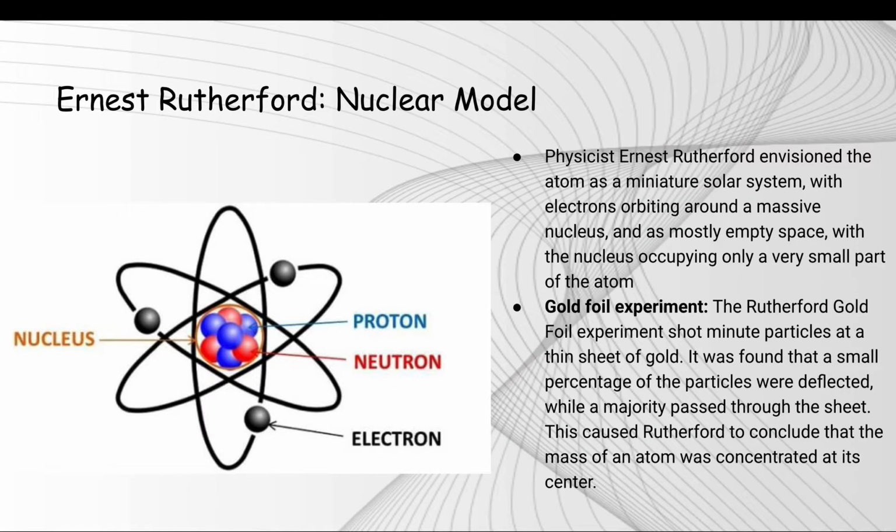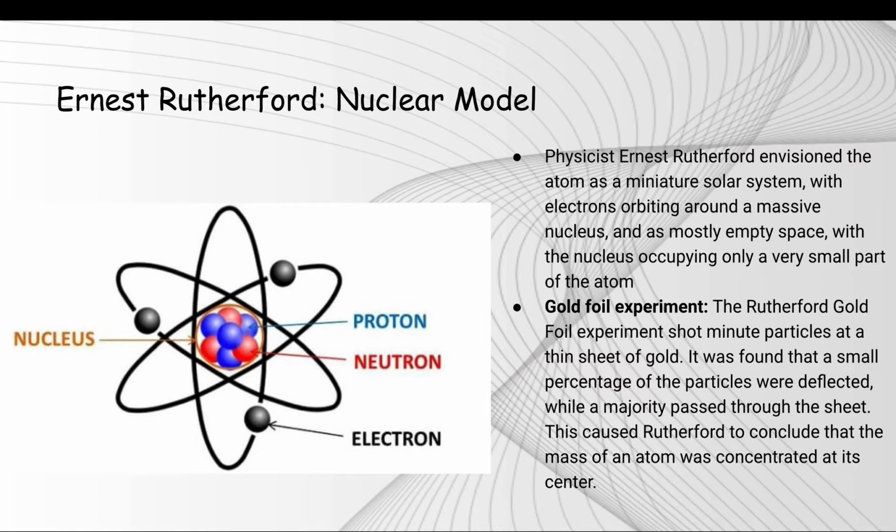Ernest Rutherford's nuclear model. So he was a physicist that envisioned the atom to be like a miniature solar system with electrons orbiting around a massive nucleus, with the atom being mostly empty space, and the nucleus was occupying only a very small part of the atom, and the nucleus was positively charged. So this was a big step because it was the discovery of protons and neutrons, and it discovered that electrons were actually orbiting the very dense, positively charged nucleus.